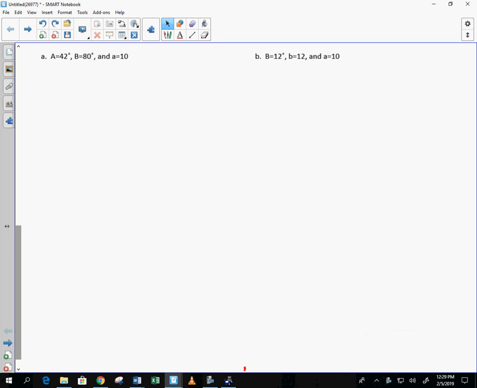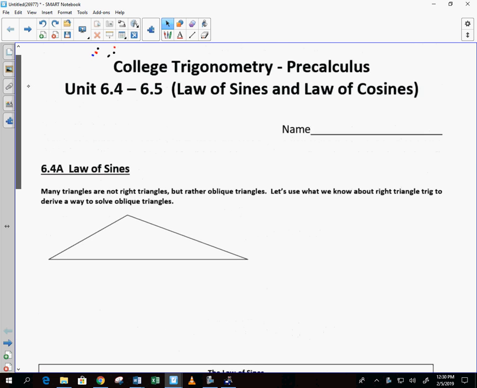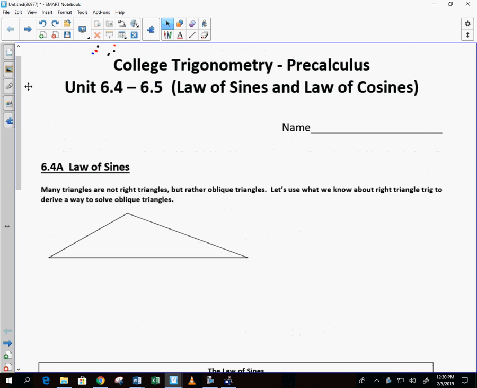Today we're going to start by looking at the law of sines. The law of sines is something you did in geometry. A lot of geometry references today, which I know makes you very happy as well. And it starts with this big idea.